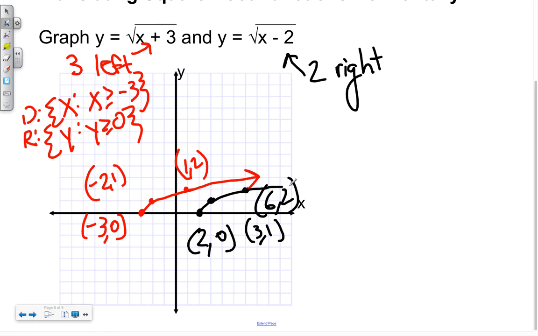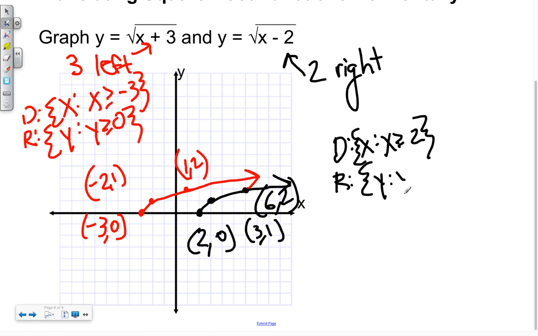I think my graphs are getting a little bit better. We now have the domain is x, such that x is greater than or equal to 2, and the range is y, such that y is greater than or equal to 0. So again, this just changed the domain.